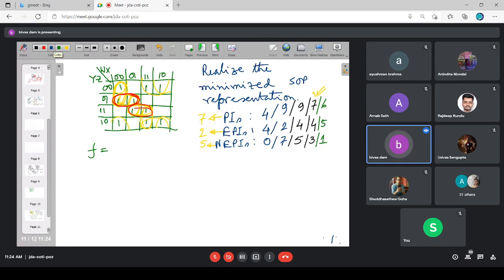We must include all the essential PIs. So if I include these essential PIs, what will be the product term? If I include these essential PIs in my function, what will be the resulting product term? X bar. X bar? Z bar.